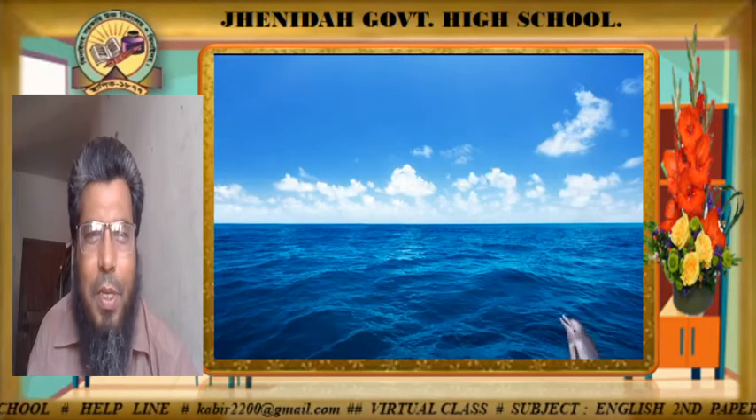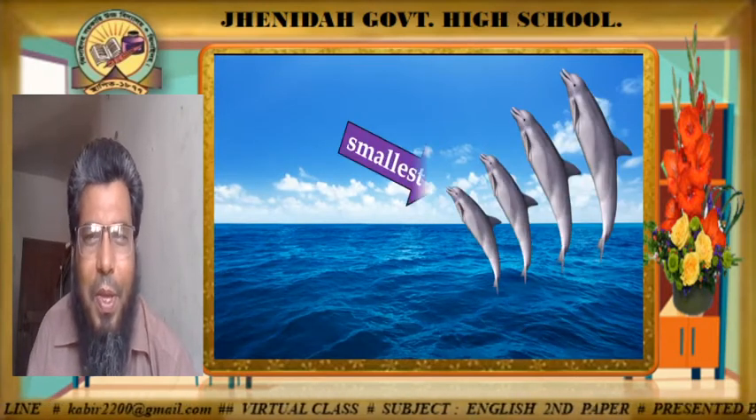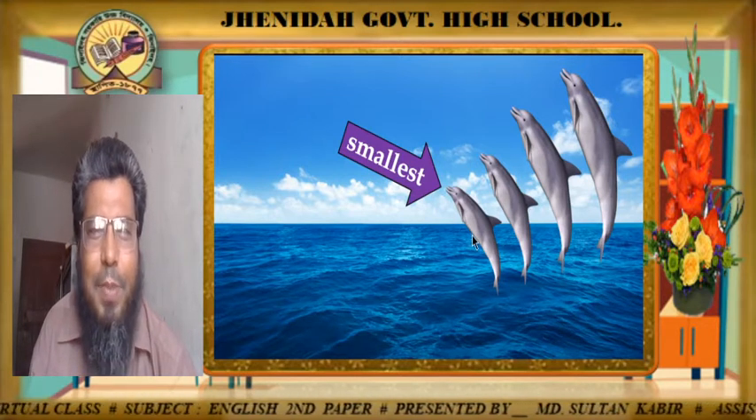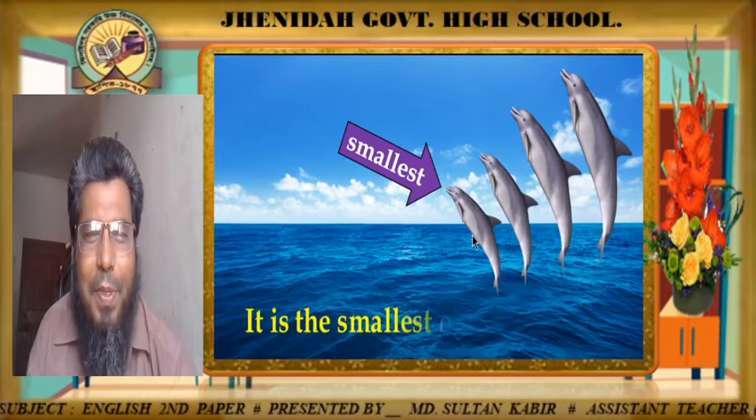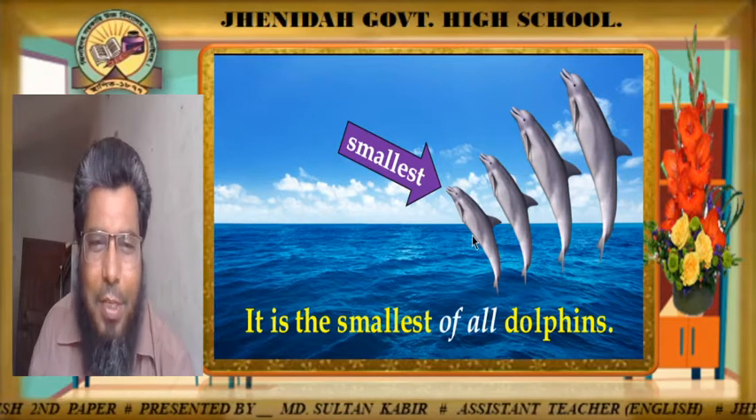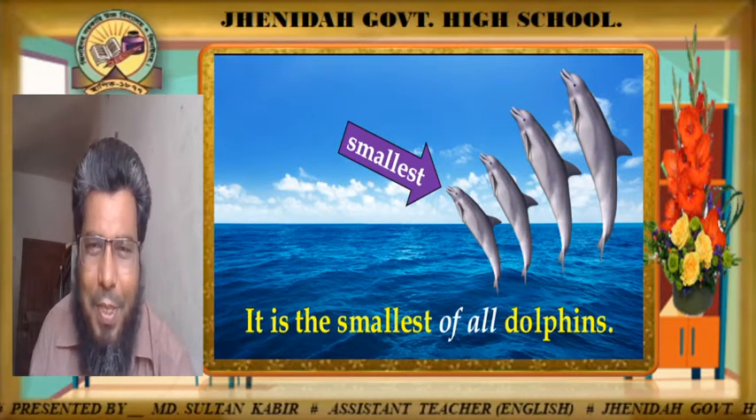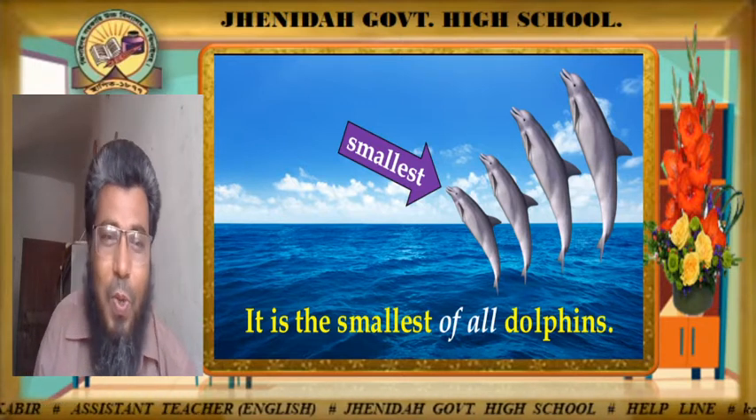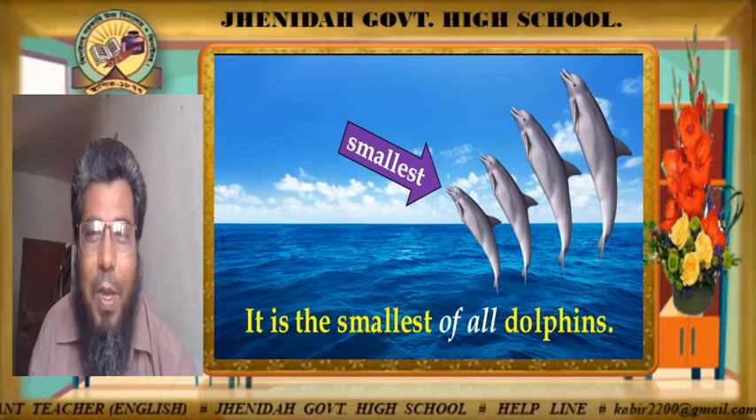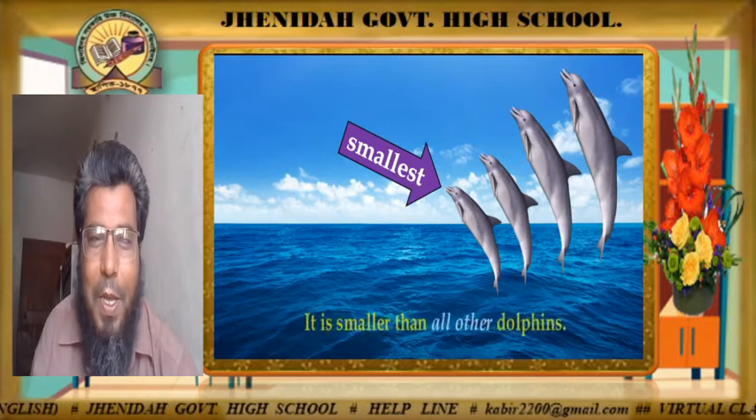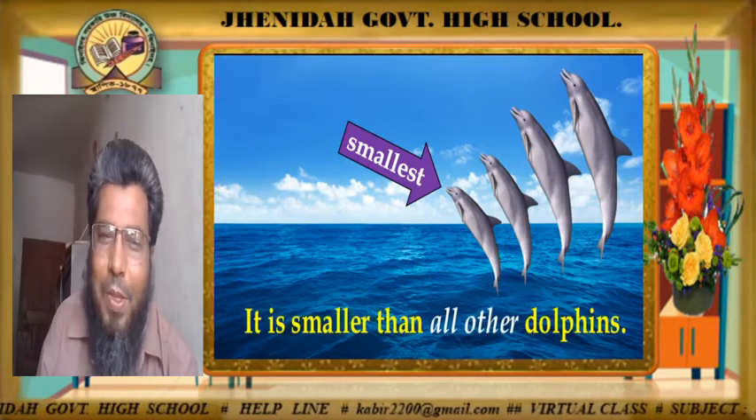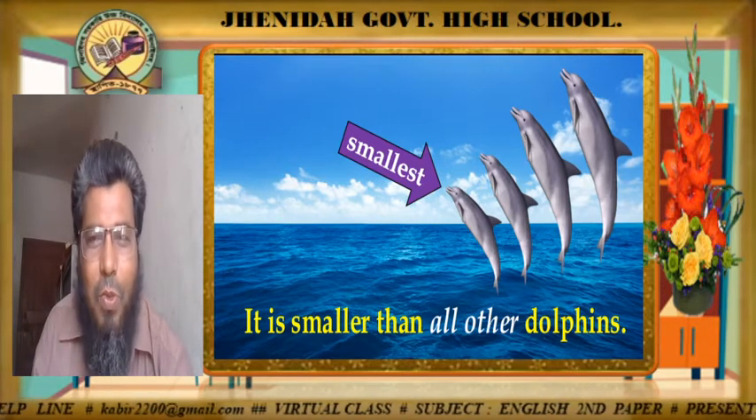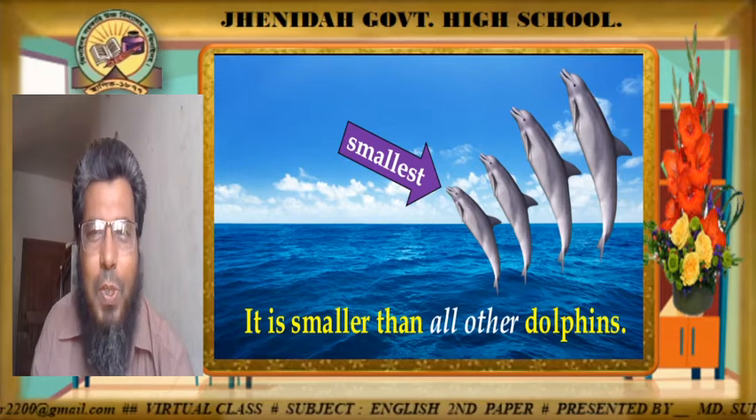Okay, dear learners, now there are 4 dolphins here and this one is the smallest one. So now this is the sentence. It is the smallest of all dolphins. Am I clear? So the comparative form of the superlative degree is here. It is smaller than all other dolphins. I think you have understood it. Okay.